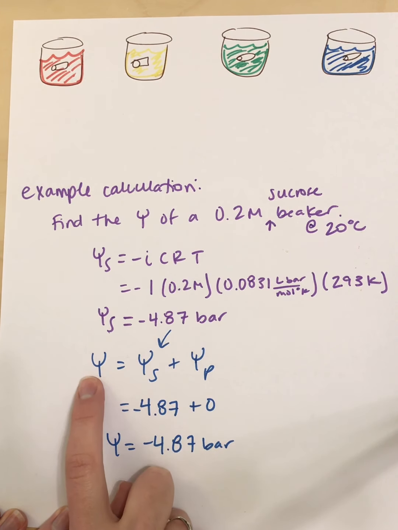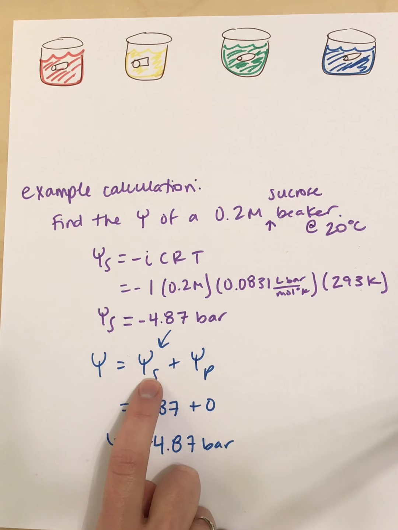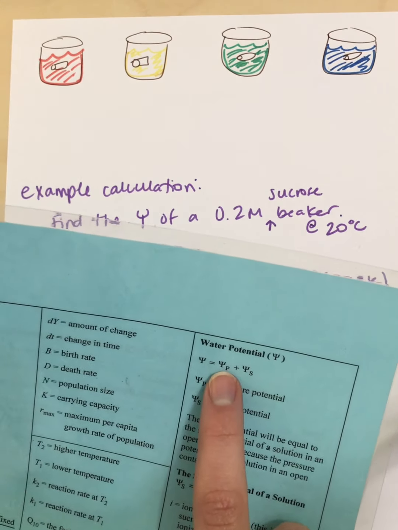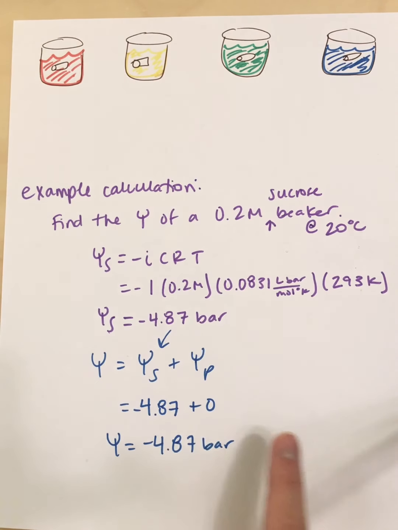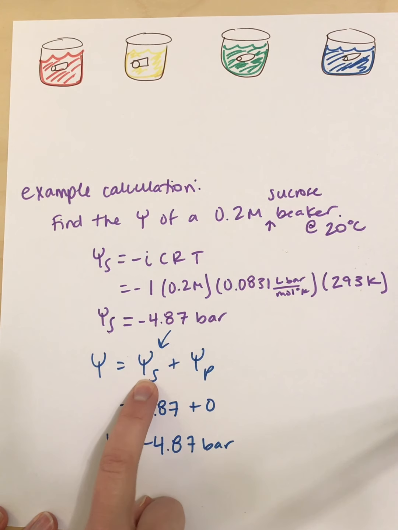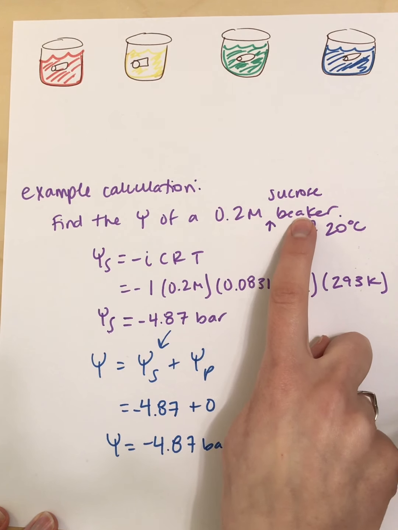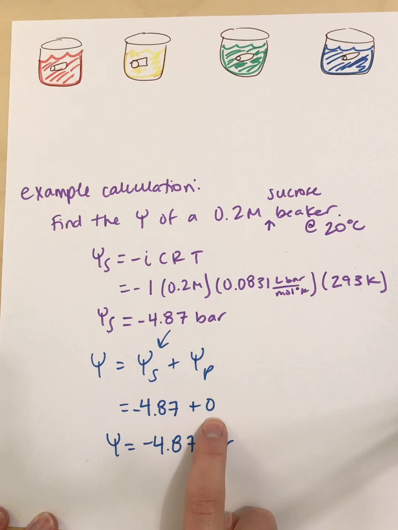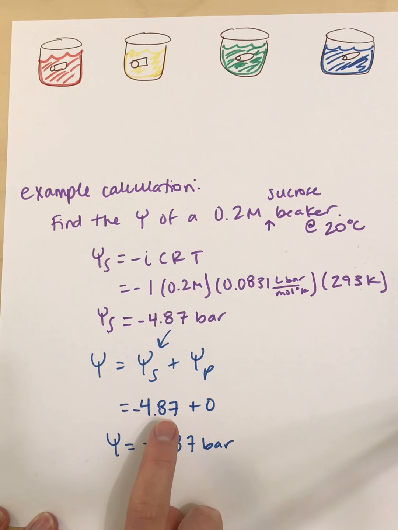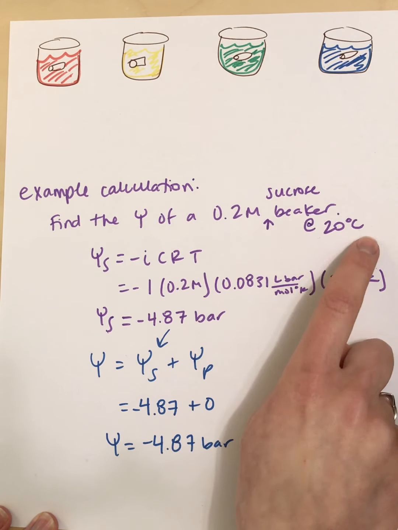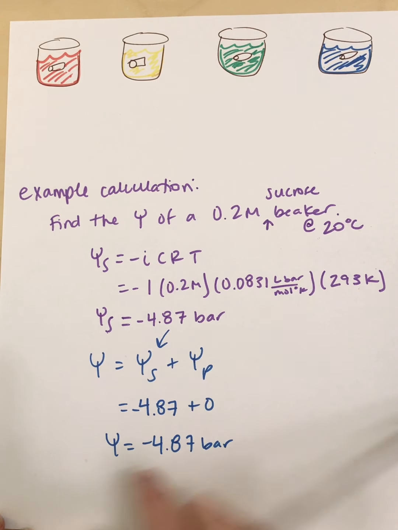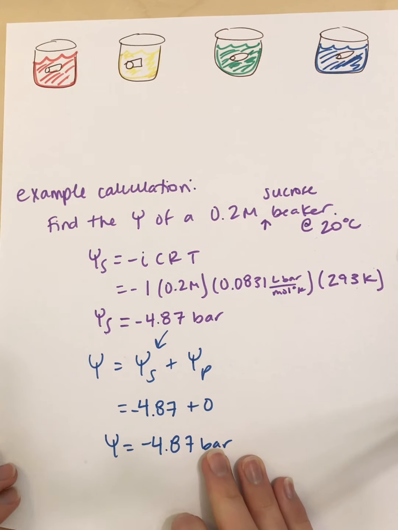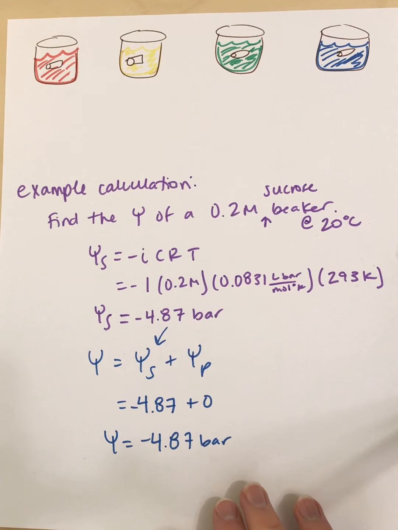To find water potential, I use water potential equals solute potential plus pressure potential. And I take my solute potential, and I remember that since this is a beaker, it's an open container, and open containers always have a pressure potential of 0. So I'm really doing negative 4.87 plus 0 equals negative 4.87 bar. So this would be the water potential of this beaker at this temperature with that concentration of solution. So that's it for tonicity and water potential.